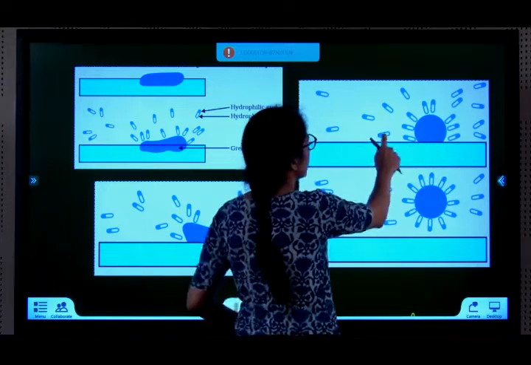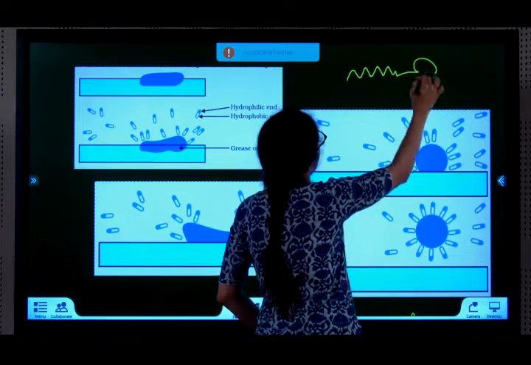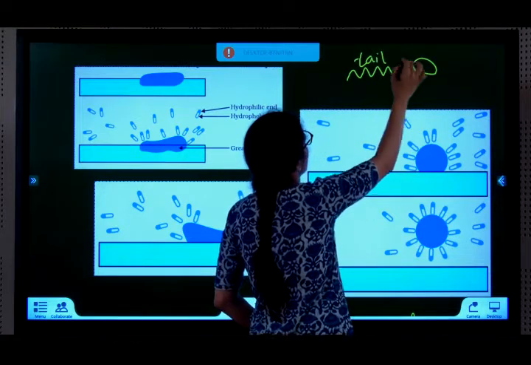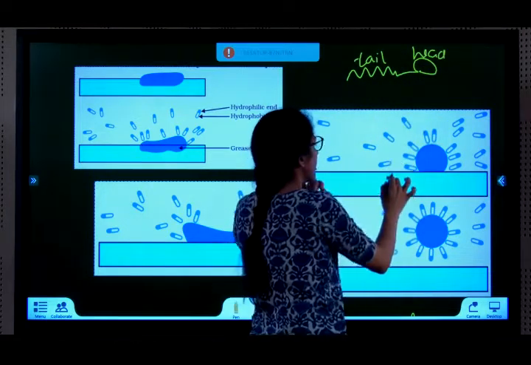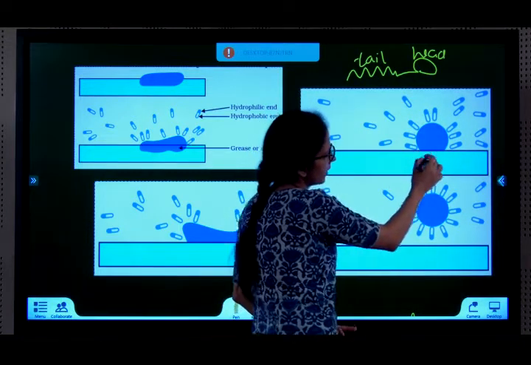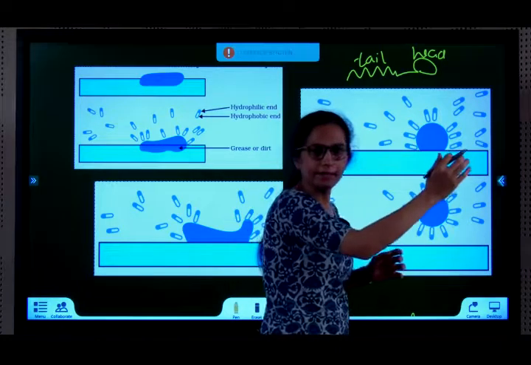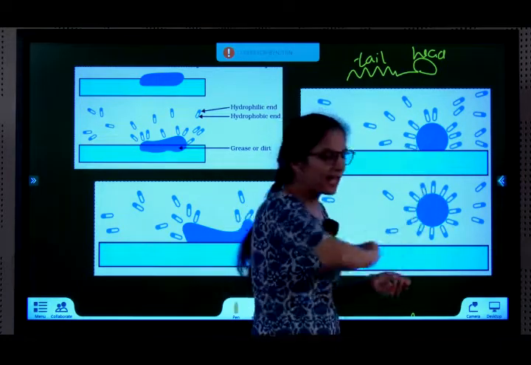So you want the tails to attach. I forgot to mention, in a soap molecule, this part is called the tail and this part is called the head. The tail is not attached to some part of the oil, right? We want the tail to attach all over, then only can it get lifted off. So what we do is agitate it.